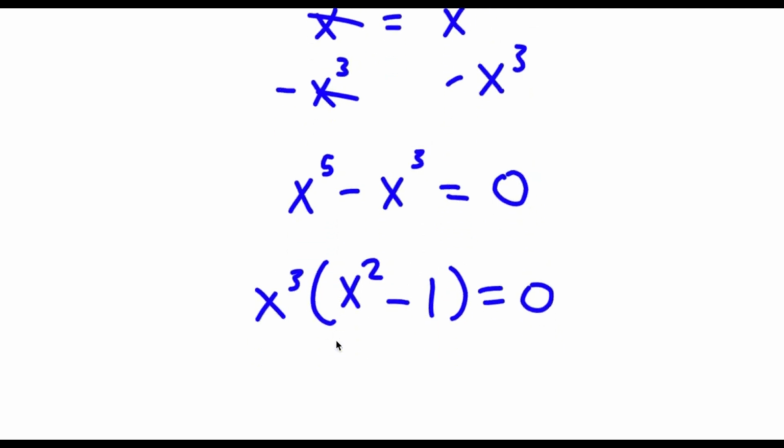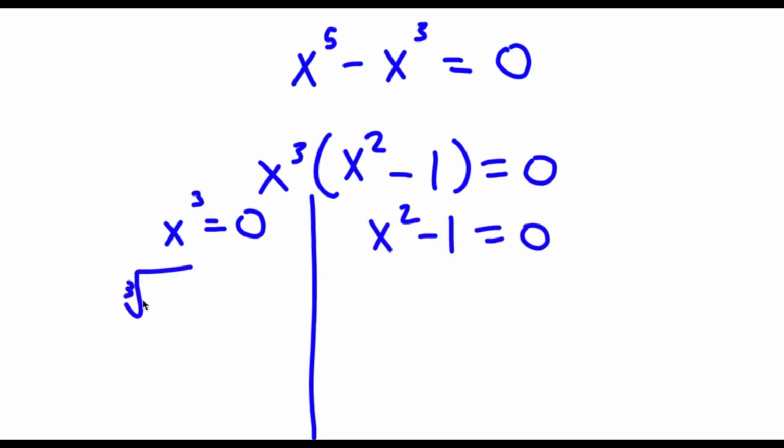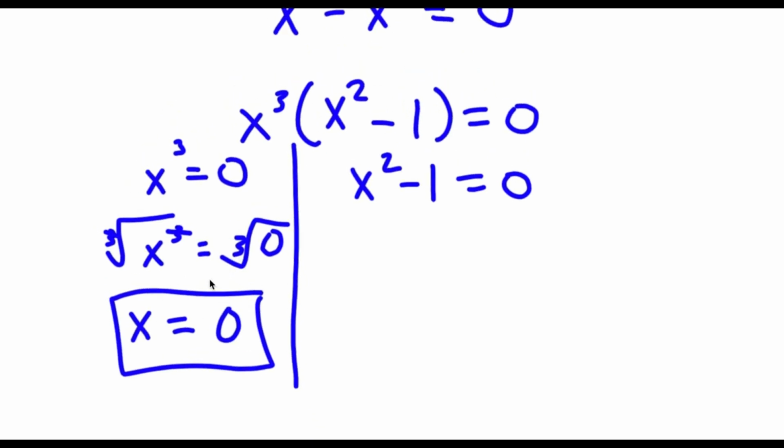So now this is going to give me 2 equations. I have x to the power of 3 is equal to 0, and I have x squared minus 1 is equal to 0. So for x to the power of 3 equals 0, I'm going to take the cube root on both sides. The cube root of x to the power of 3 is simply x, and the cube root of 0 is 0. So x equals 0 is one solution.